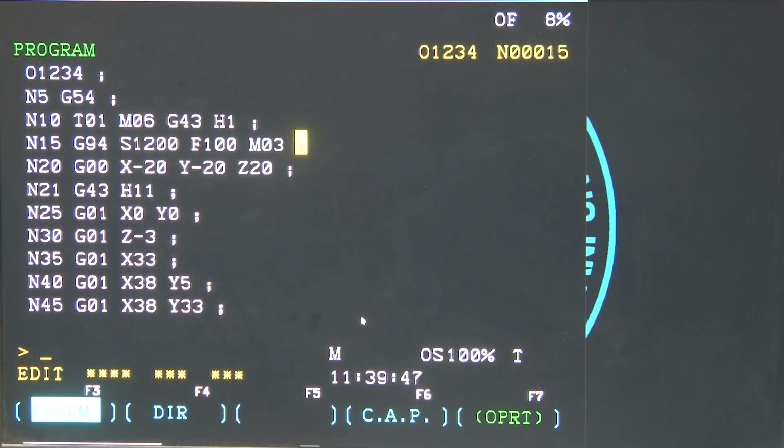Next is N20, and N20 is G00, that is the rapid positioning. X coordinate is -20, Y -20 and Z +20. These are coordinates X, Y, Z. So, G00 rapidly positions from the zero position to these coordinates, and in all these three coordinates, according to the values given here, -20, -20 and +20, the tool has to move simultaneously.